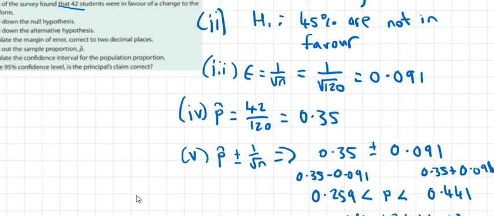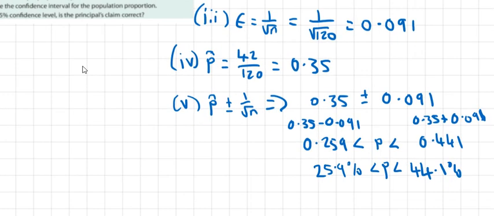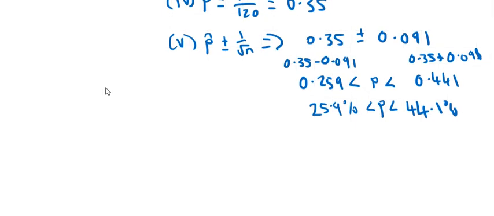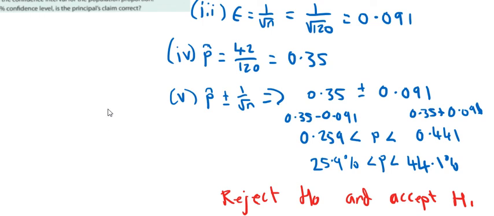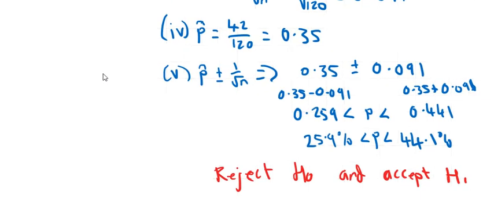Therefore we must reject the null hypothesis this time. So for this one we're going to reject H0 and accept the alternative hypothesis in this case, so that 45% are not in favor of change to the school uniform.